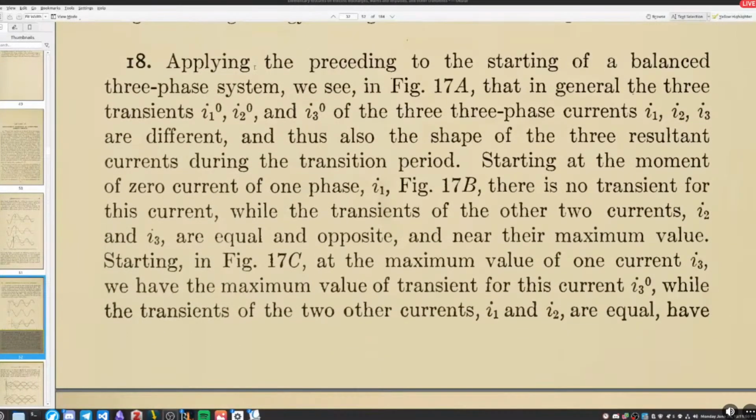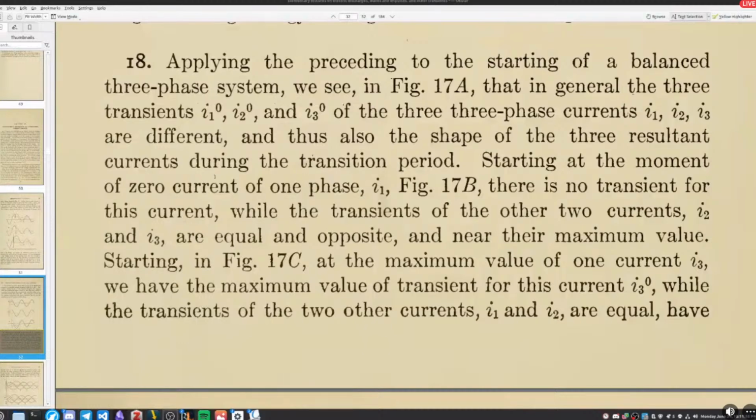Applying the preceding to the starting of the balanced three-phase system, we see in Figure 17a that in general the three transients I sub 1 0, I sub 2 0, and I sub 3 0 of the three-phase circuits I sub 1, I sub 2, and I sub 3 are different, and thus are also the shapes of the three resultant currents during the transition period.